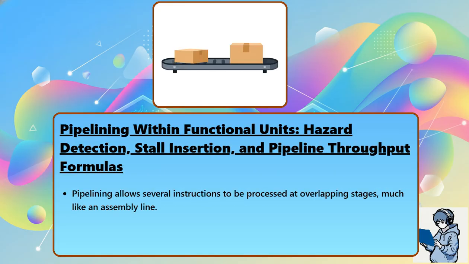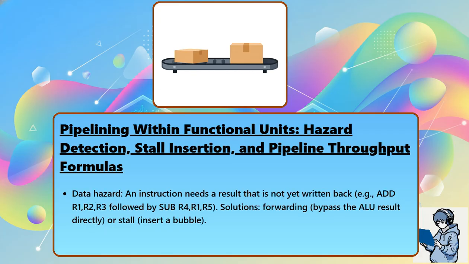Pipelining allows several instructions to be processed at overlapping stages, much like an assembly line. Hazard types. Data hazard: an instruction needs a result that is not yet written back. For example, add R1, R2, R3 followed by sub R4, R1, R5. Solutions: forwarding, bypass the ALU result directly, or stall, insert a bubble.